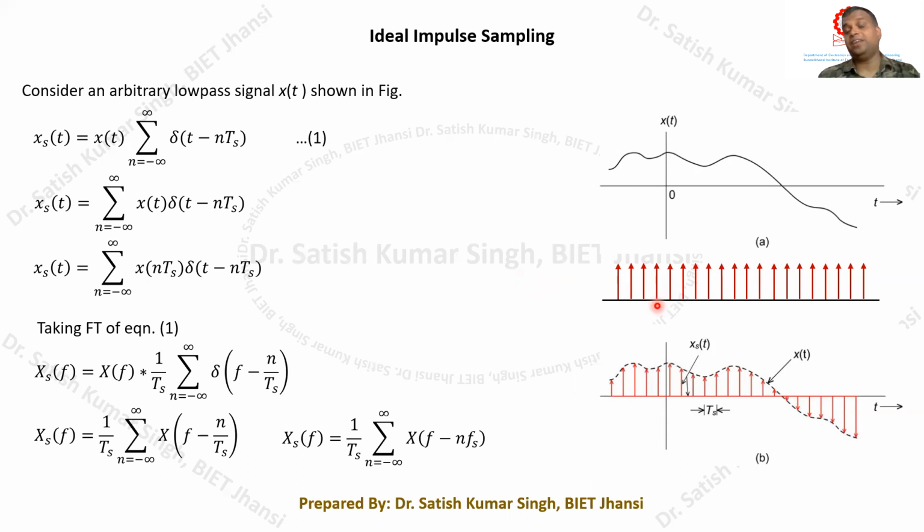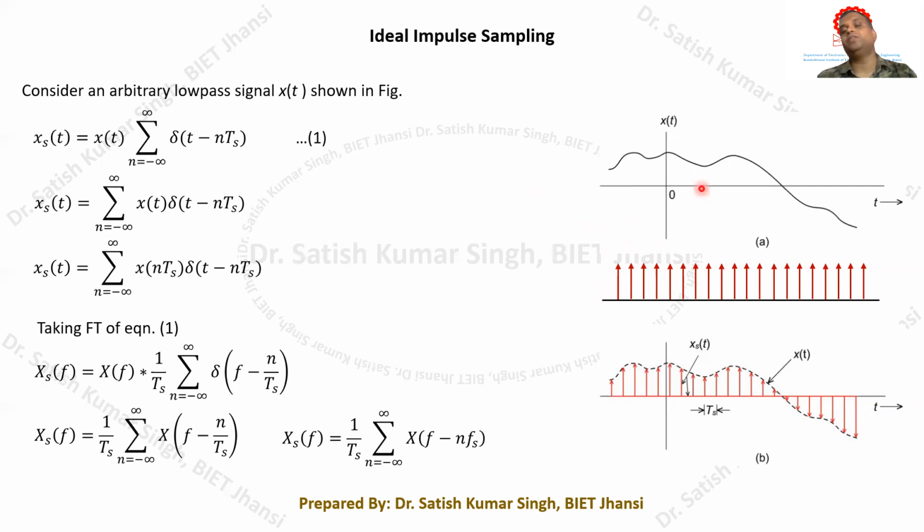But in practical cases, whenever we generate impulses, they have a finite width in the time domain. It may be 1 nanosecond, it may be 1 picosecond, but there must be a certain finite width; it cannot be 0. So this is what I am telling about ideal impulses. I'm just talking about a theoretical calculation at present.